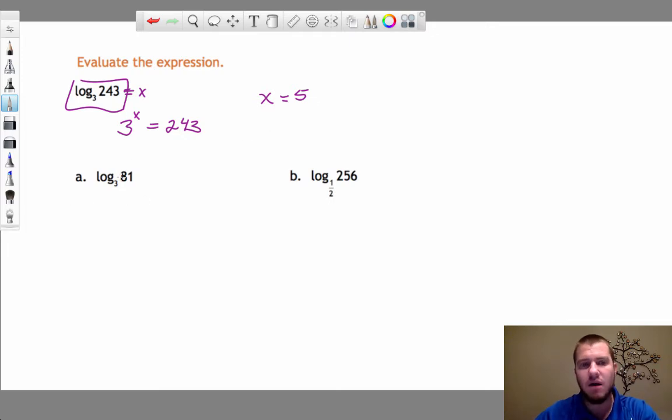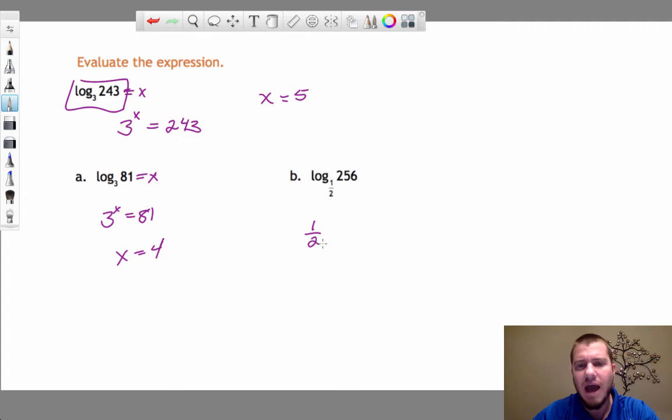Or if I'm evaluating the log base 3 of 81, that would mean I'm trying to figure out 3 raised to what is equal to 81. You've just done this one, so you should see that x is equal to 4 in this one.